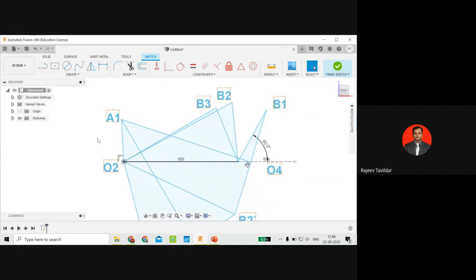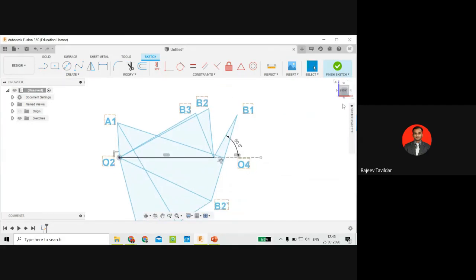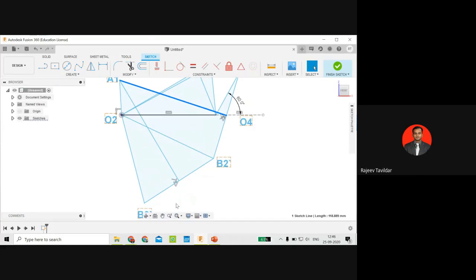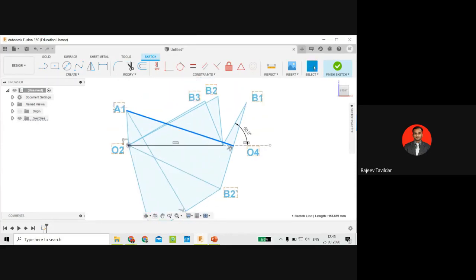Okay, I hope you have understood this step. B1, B2 dash, draw the mid normal. This is the mid normal. Similarly, B2 dash, B3 dash, draw the mid normal. Wherever they intersect, that becomes your point A1.